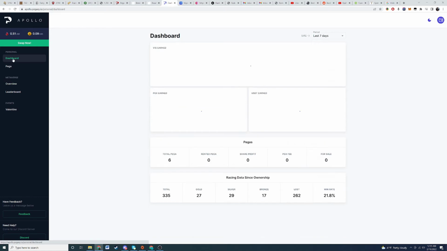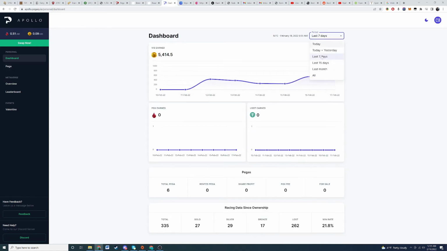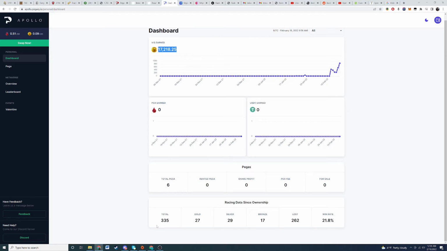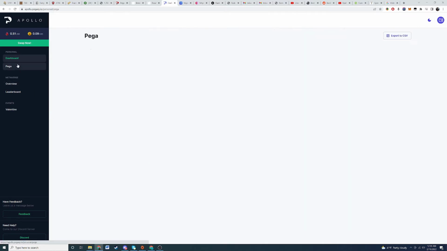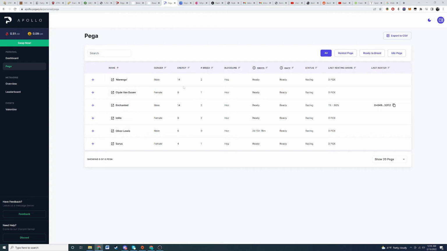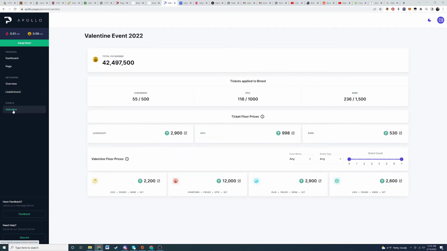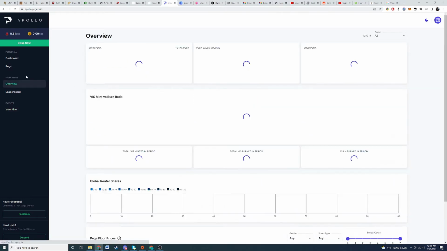So that is it. It's got some other stats here. So we can take a look at my total VIS earned since I began playing the game, stuff like that. See my total race history, my win rate, stuff like that. We can take a look at individual Pegas that I have, how much energy they have, how many times they've been bred, a bunch of different stuff. And you can see the top earners of all time, renters versus owners. And yeah, this is a little thing for the Valentine's Day event, which concluded a few days ago. So a lot of useful information in this Apollo site.